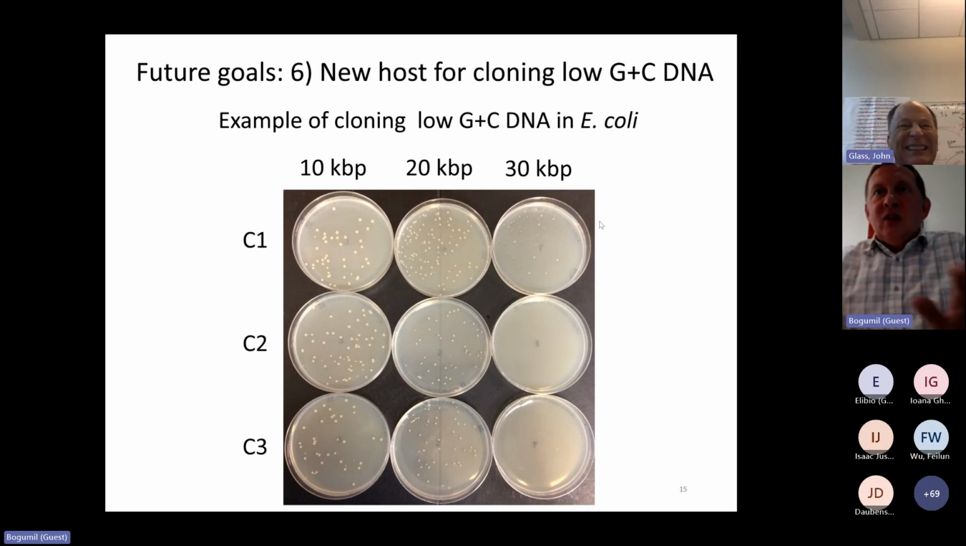Just one thing: I mentioned that maybe there is a problem with cloning large GC-rich DNA in E. coli, and here is just an example. When you clone the Mesoplasma genome in E. coli, as you increase the size to 30 kb, essentially you get no transformants in E. coli, but maybe that would be possible in Acholeplasma.